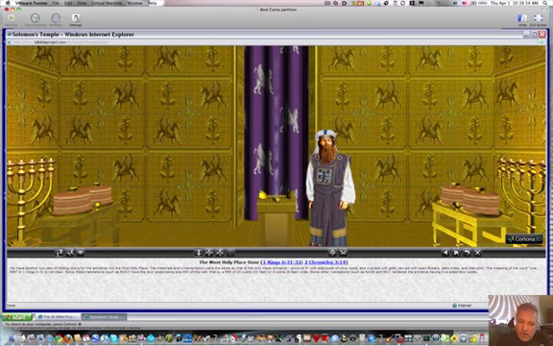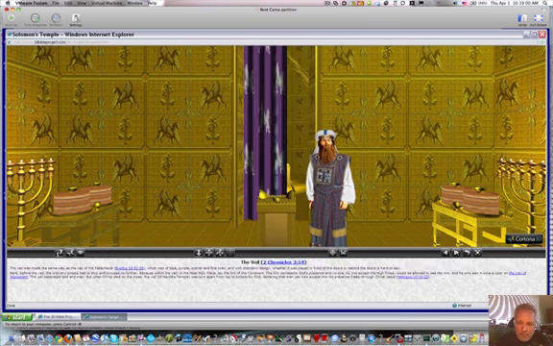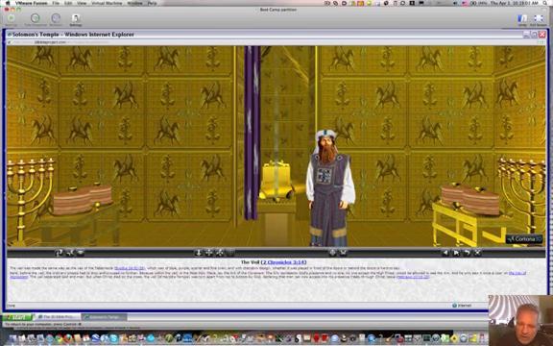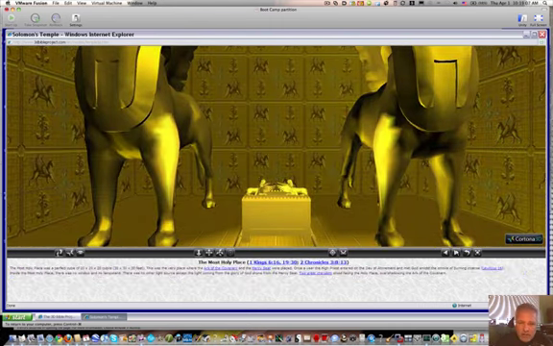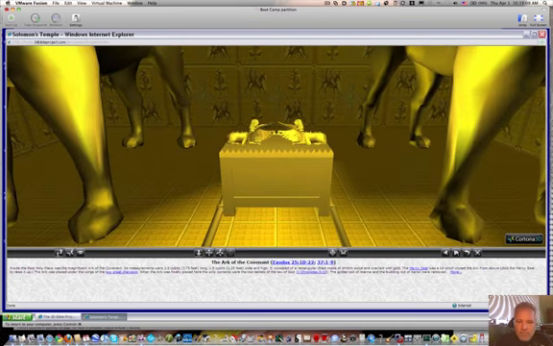Now we go into the most holy place. The door opens with that. We don't know if the veil was on the inside or the outside, but there's a picture of the veil. The veil opens and we go in. There's the Ark of the Covenant. And this is the most holy place. There's the Ark with the cherubim on top.